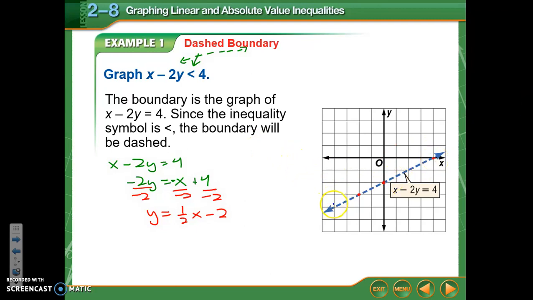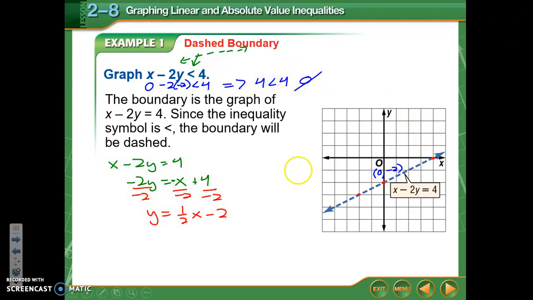But notice that they drew the line as a dotted line because the points on this line do not make the inequality true. For example, if we took the point 0, negative 2, that's a point on my line. If I were to plug in 0 for x and negative 2 for y, I would end up with 0 plus 4, and I would get 4 is less than 4. That is not true because 4 is not less than 4. 4 is equal to 4.